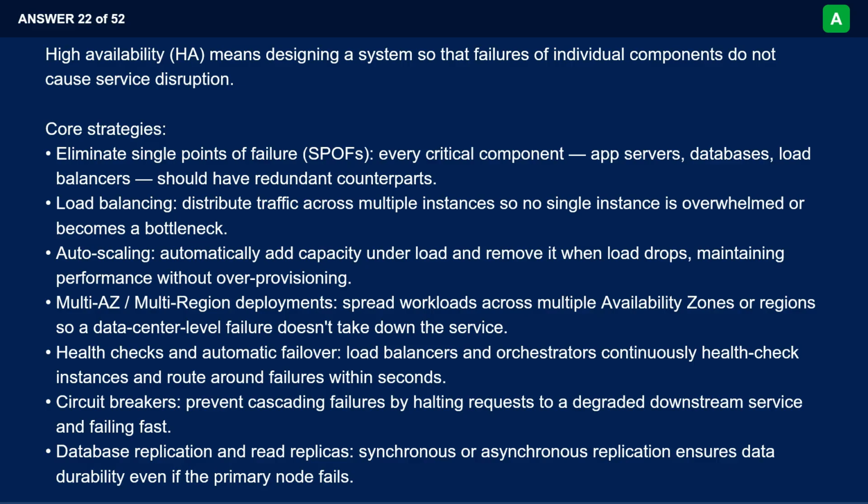Health checks and automatic failover. Load balancers and orchestrators continuously health check instances and route around failures within seconds. Circuit breakers. Prevent cascading failures by halting requests to a degraded downstream service and failing fast. Database replication and read replicas. Synchronous or asynchronous replication ensures data durability even if the primary node fails.